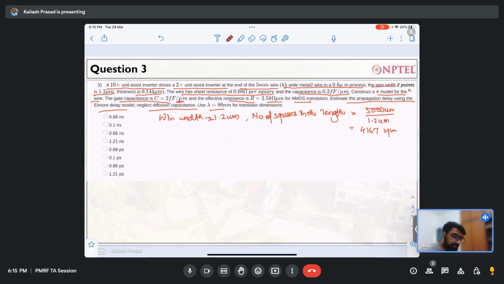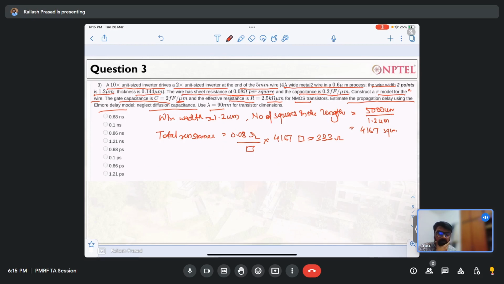Why have I calculated that? Because we have been given the sheet resistance, 0.08 ohm per square. So we can multiply with the number of squares and get the total resistance. The total resistance is equal to 0.08 ohm per square times 4167 squares. If you multiply this, you will get 333. So this is your resistance, 333 ohm.